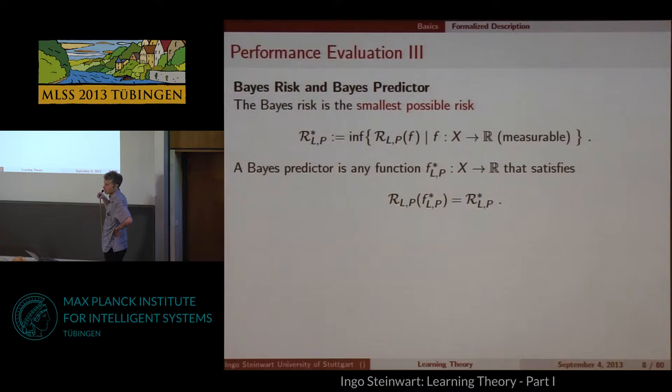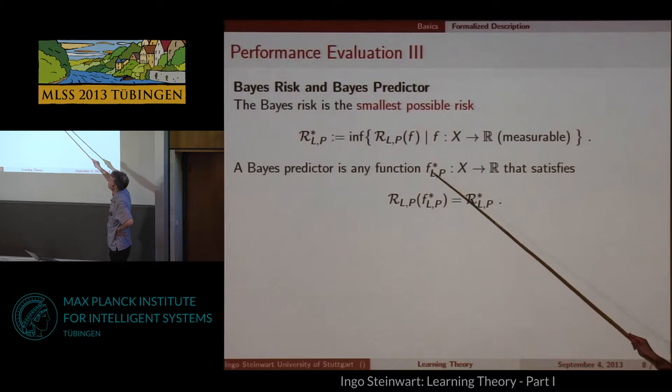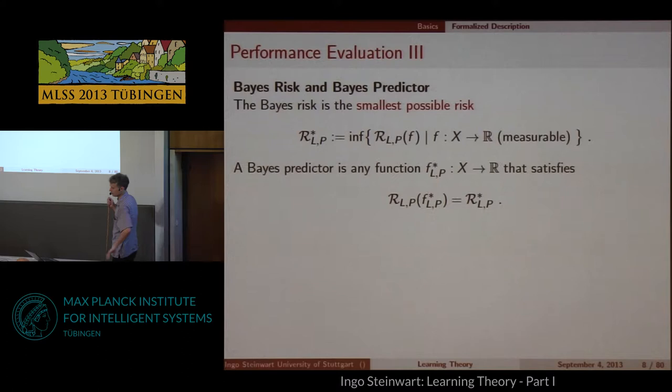In general, there is no need for the existence of such a Bayes predictor. And if there is a Bayes predictor, it is not necessarily unique. Nonetheless, we denote it in this way. And if there is some ambiguity, I will discuss that further on.